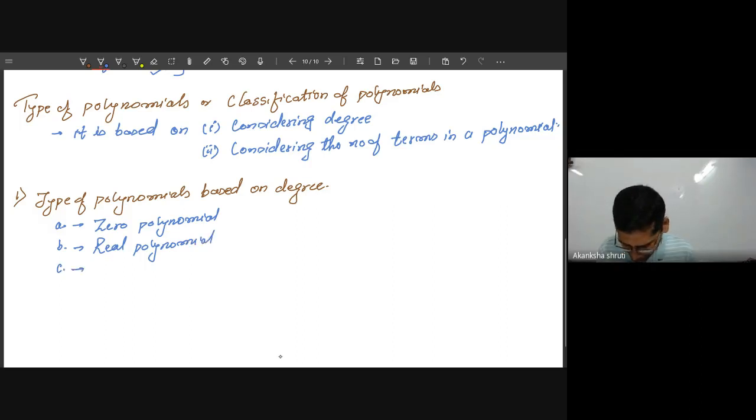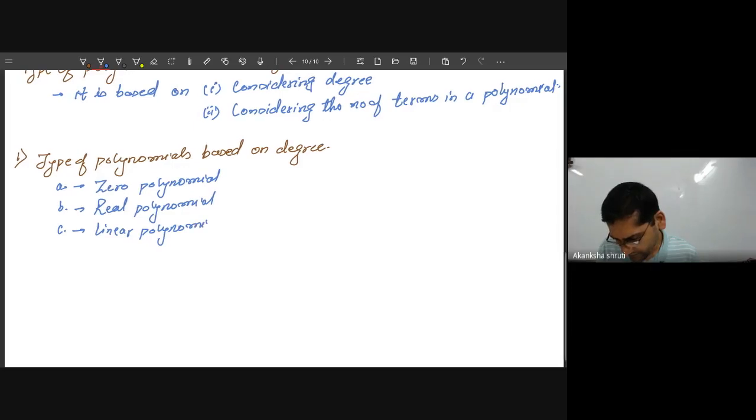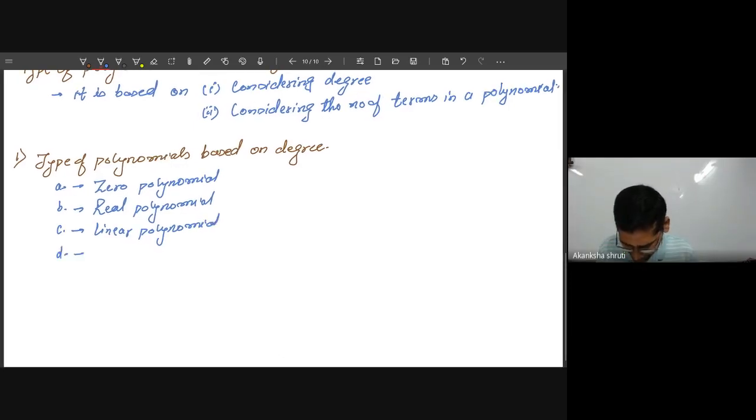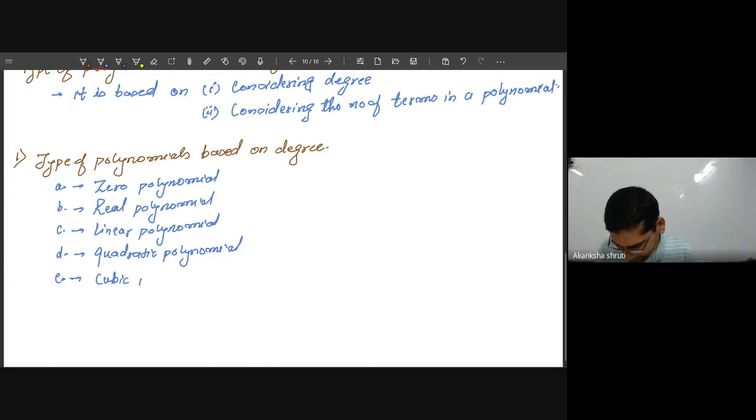There could be a linear polynomial. The other could be a quadratic polynomial. The other could be a cubic polynomial. Good. Only this much is enough for you. So students, this is based on degree.